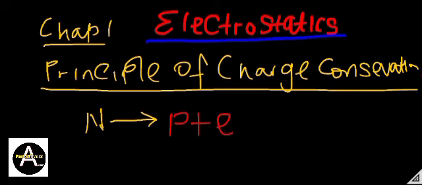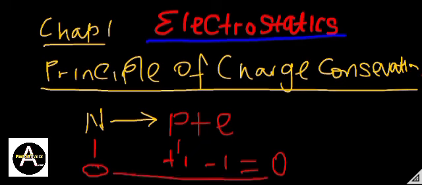Now we know that this proton is what? Is +1, that is positive charge, and this electron is negative, that is -1, right? So +1 minus 1 is equal to 0. And in this part, we know that neutrons are what? Neutrons are chargeless. They have 0 charge. So this is 0, which means that the number of charges did not change. It is still equal to 0. This is the principle of what? Charge conservation.